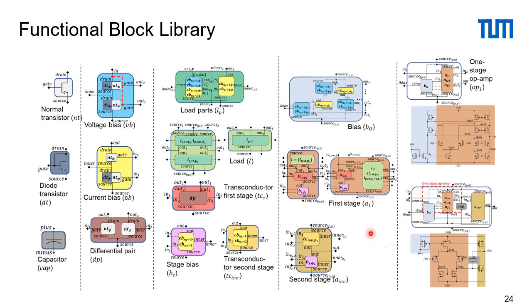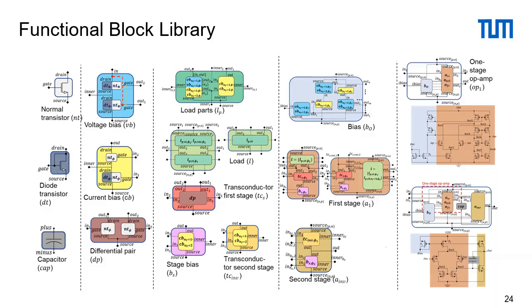This is nothing more than picking how a structural implementation of a circuit is built up, both bottom up and top down in a hierarchical way, right? In the end, you end up here with a one-stage op-amp with a bias and with a first stage, for instance.